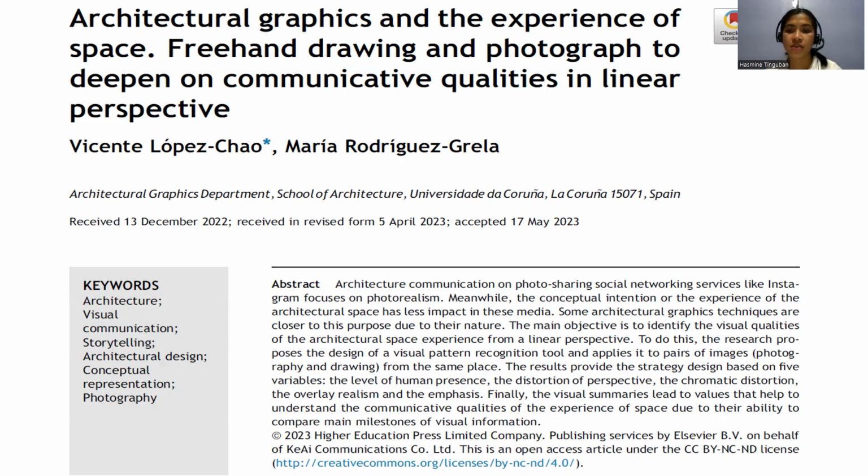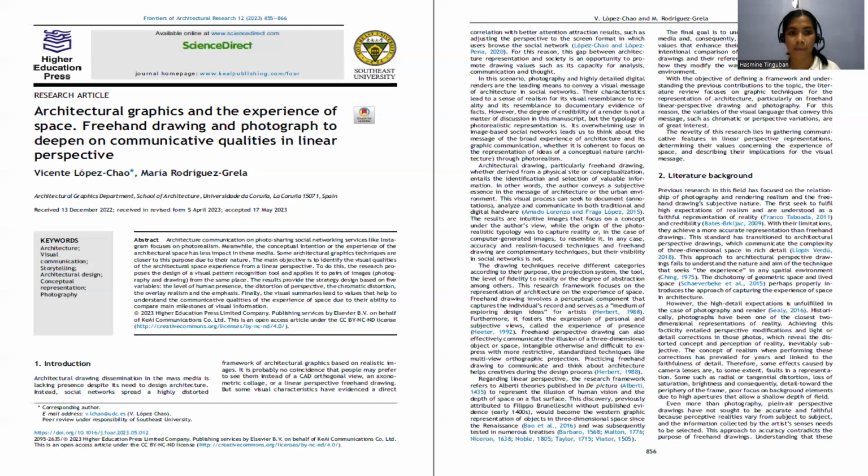The results provide a strategy design based on 5 variables: the level of human presence, the distortion of perspective, the chromatic distortion, the overlay realism, and the emphasis. Finally, the visual summaries lead to values that help to understand the communicative qualities of the experience of space due to their ability to compare main milestones of visual information. And then we have the introduction. The introduction is kind of lengthy, so I have prepared a summary for it.